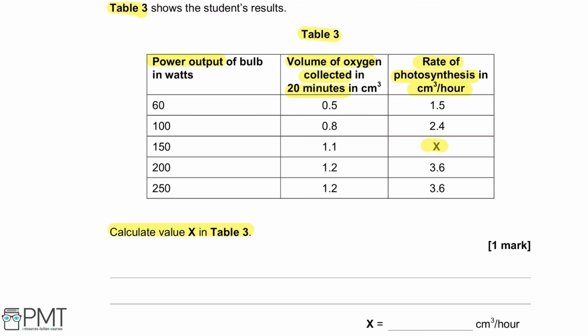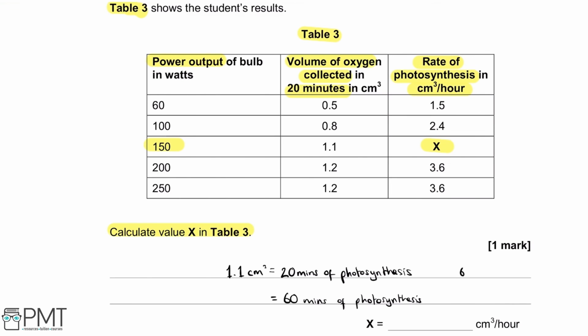So here is x in the rate column. We're calculating the rate of photosynthesis in centimetres cubed per hour for a bulb that has a power output of 150 watts. So looking at this, we've got our known value of 1.1, and that's the volume of oxygen collected in 20 minutes. So that's 20 minutes worth of photosynthesis, and we're looking for x, which is an hour's worth of photosynthesis.